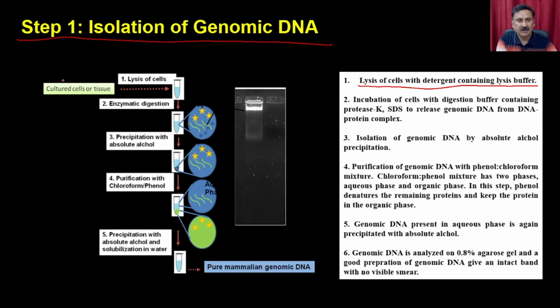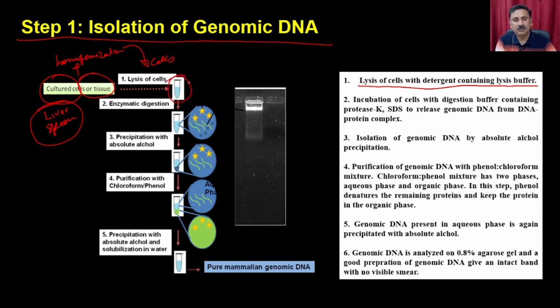If the cells are cultured cells or tissue, you are going to do homogenization, and that is going to give you single cells. For example, if it is liver or spleen and you want to prepare the genomic library, first you are going to homogenize these tissues so that they give you a single cell suspension, and then this homogenized product is incubated with the lysis buffer so that it lyses the cells.